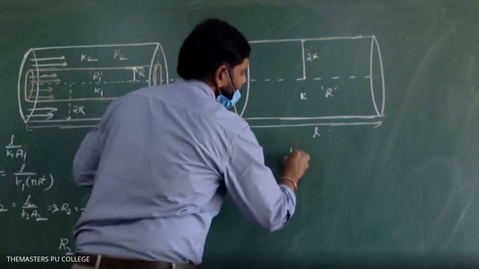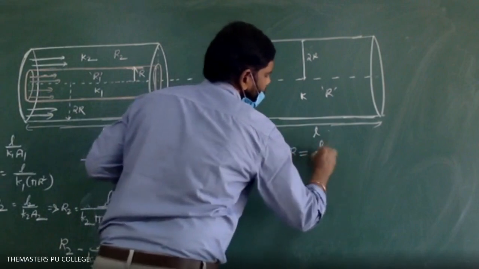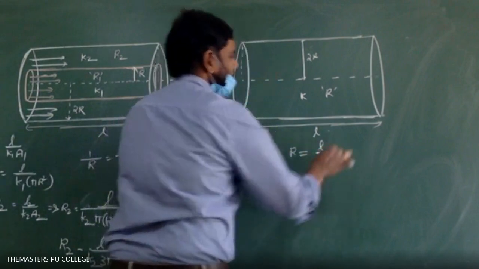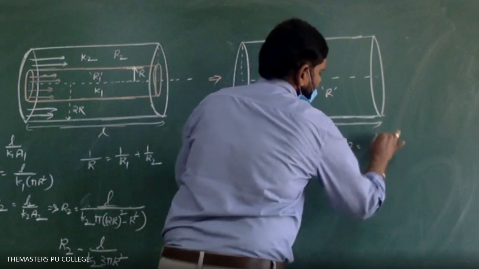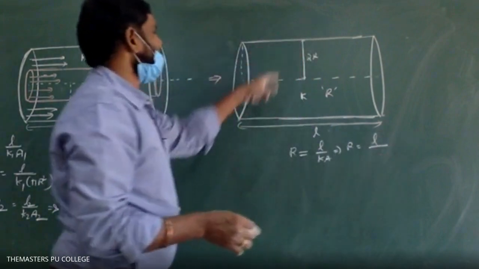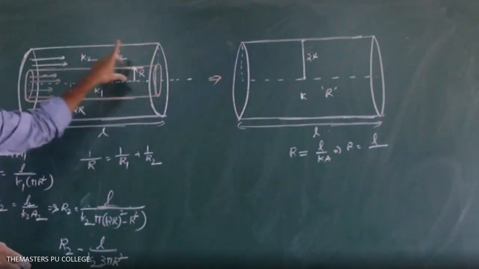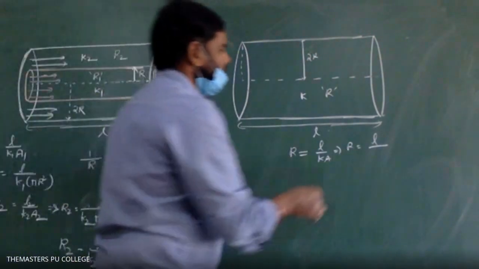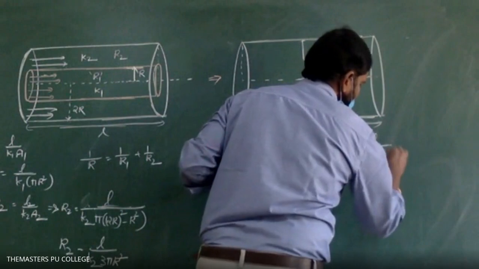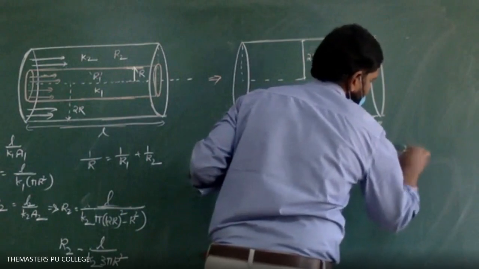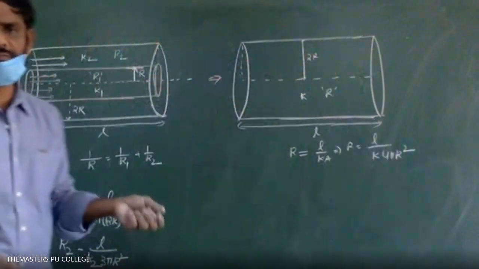And similarly, what is the equivalent R? R is equal to L divided by K. So that implies R is equal to L divided by, what is the effective area of the combined rods? The heat will be transferred through a cylindrical region of radius 2r. That's why I can write L divided by K into 4 pi r square. Pi into 2r whole square is 4 pi r square.